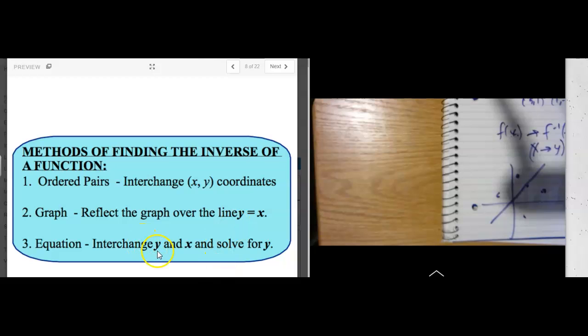And if you have an equation, you're going to interchange x and y and solve for y. I'm probably going to do that in a moment, okay? Switch x and y and solve for y. That's the key process. Maybe we'll have an equation coming up that we could work on.